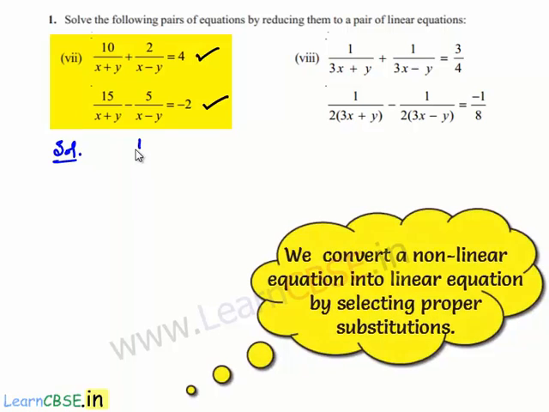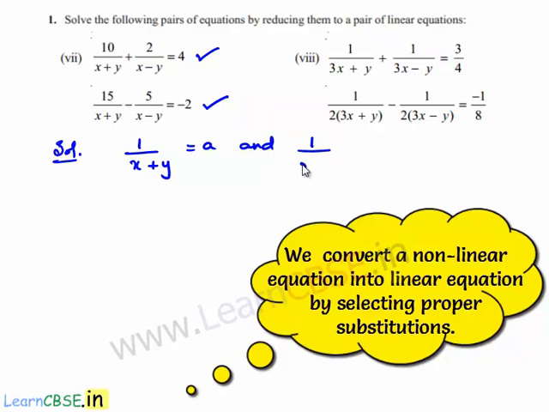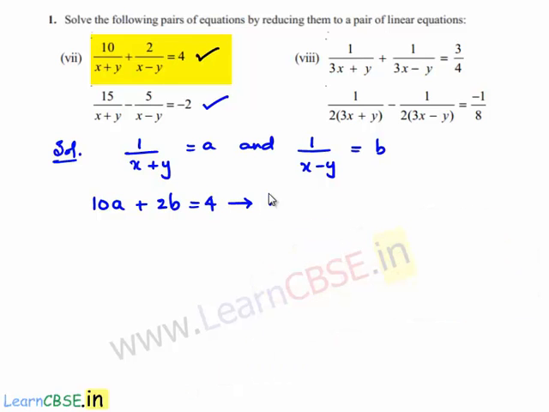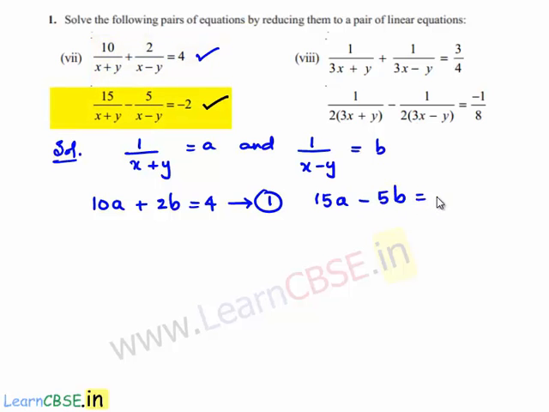So, let us assume 1 by (x plus y) is equal to A and 1 by (x minus y) is equal to B. So, the given equation changes as 10A plus 2B is equal to 4. This is equation number 1. And this equation changes as 15A minus 5B is equal to minus 2. This is second equation.